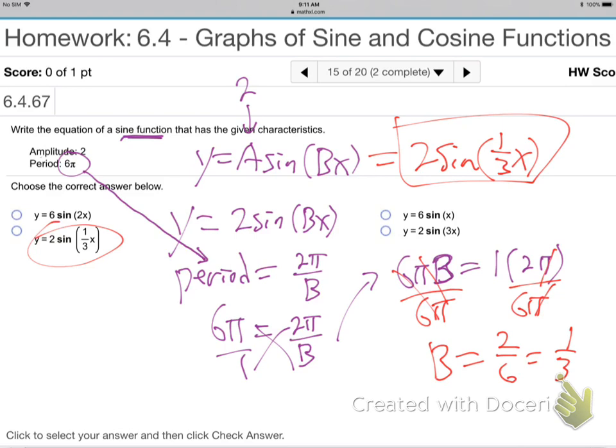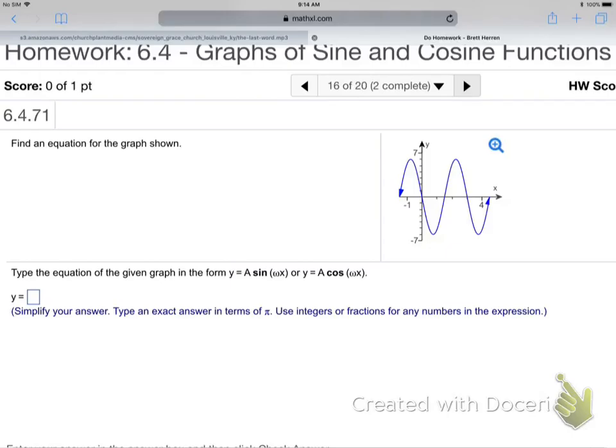Is that good? So I just used the period formula, right? Period is 2 pi over b, period 6 pi, cross multiply, solve for b. Questions? All right. This is very much the way it would be used in the real world.